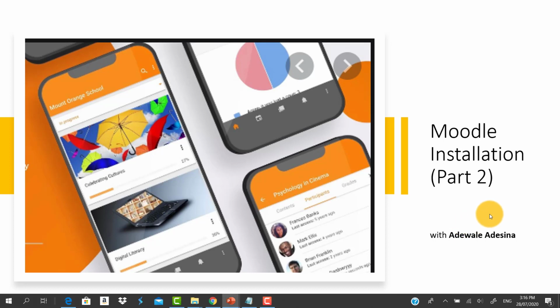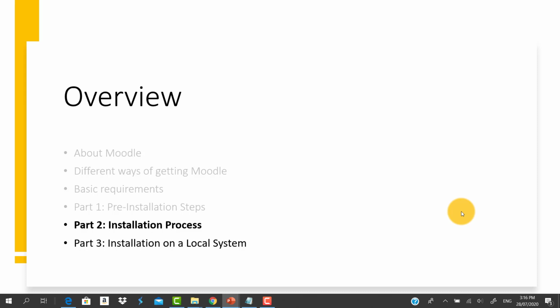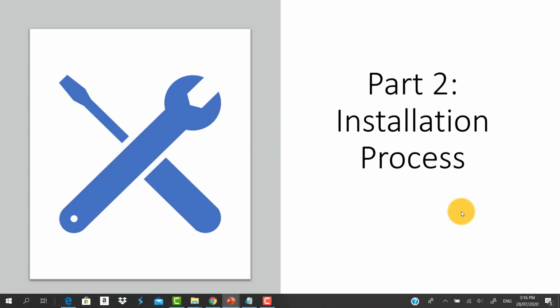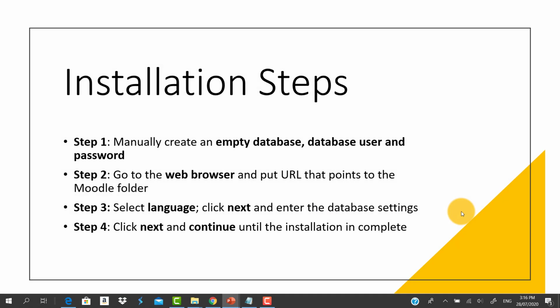In the first part, we looked at quite a number of things. We focused on installing Moodle on a web host, and we went through the various steps needed. So in this part, we'll continue from where we stopped the last time and install Moodle proper. These are the installation steps for installing Moodle proper, and we are towards the end.